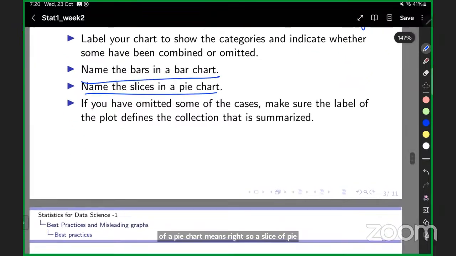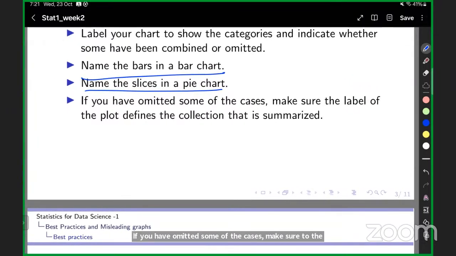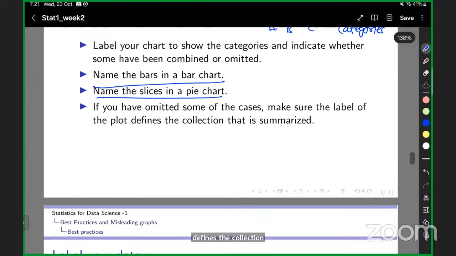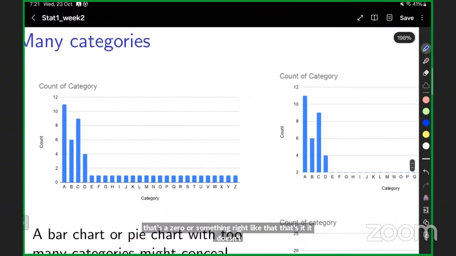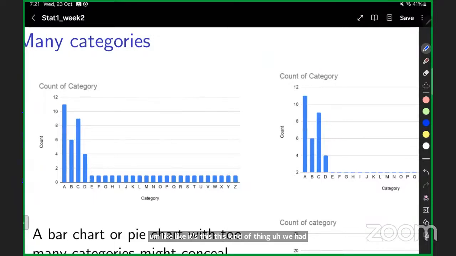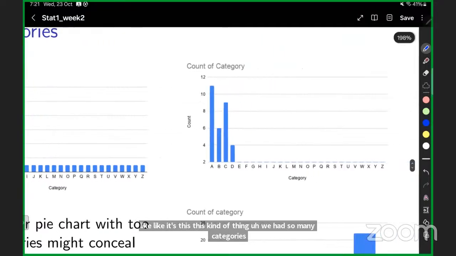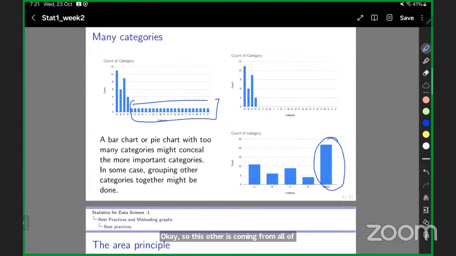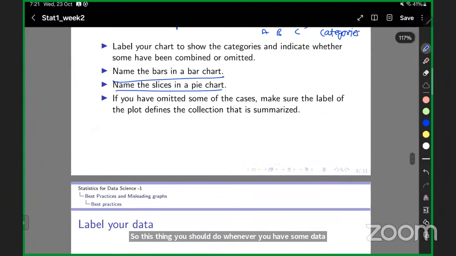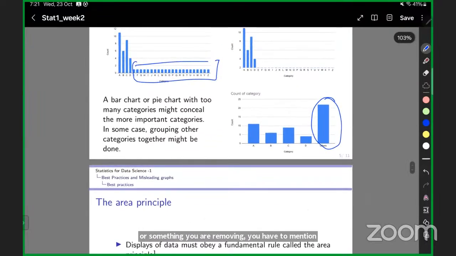If you have omitted some cases, make sure the label of the plot defines the collection that is summarized. Let's say you remove some cases, then you can mention them, with let's say 0 or something, like they don't belong here. We had so many categories, we removed all of them, and instead we have "other". So this other is coming from all of them. Whenever you omit or remove some cases, you have to mention it. You can actually group them.